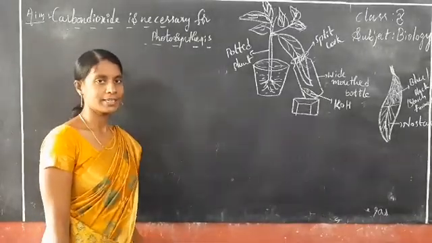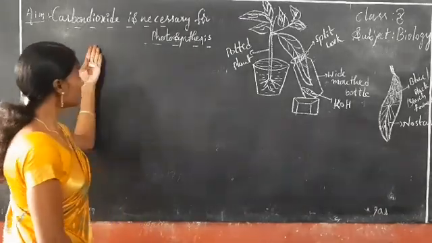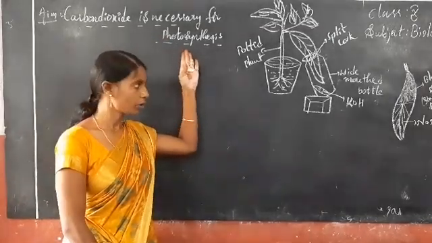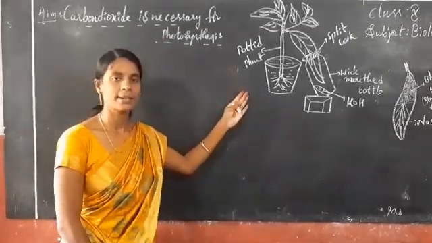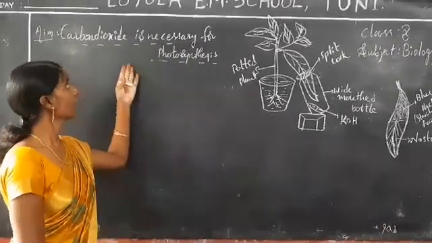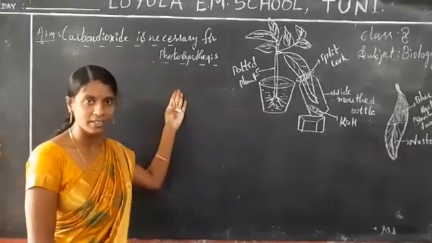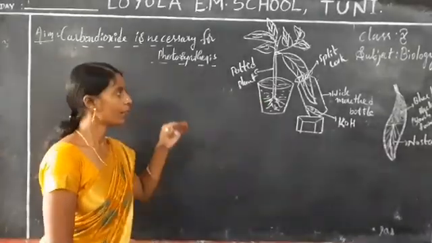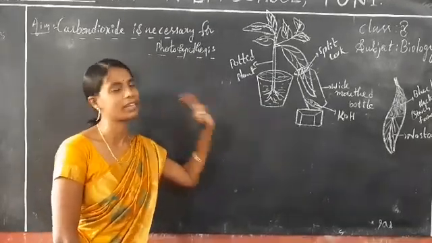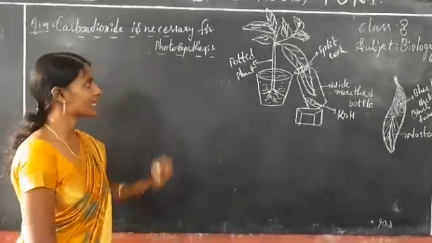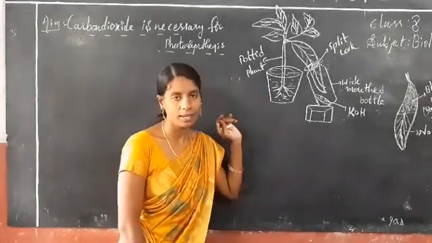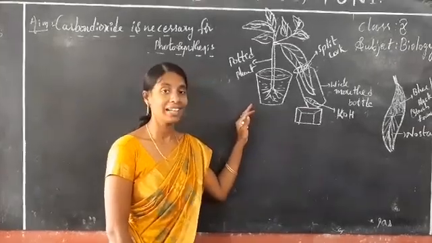Okay, so let us go to the next topic. Carbon dioxide is necessary for photosynthesis. So far we have discussed how air is essential and how water is essential, and now we are going to the topic: carbon dioxide is necessary for photosynthesis. For this activity, you can simply write with the help of a diagram. Clear, all of you? By doing this activity, we want a healthy potted plant.